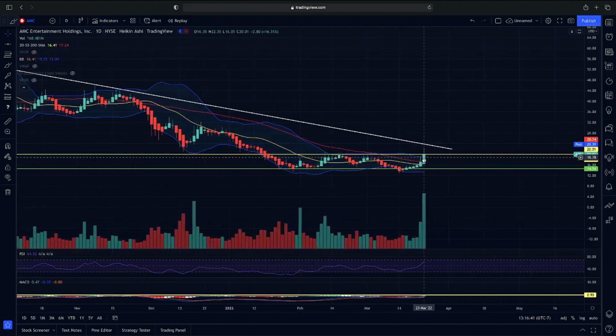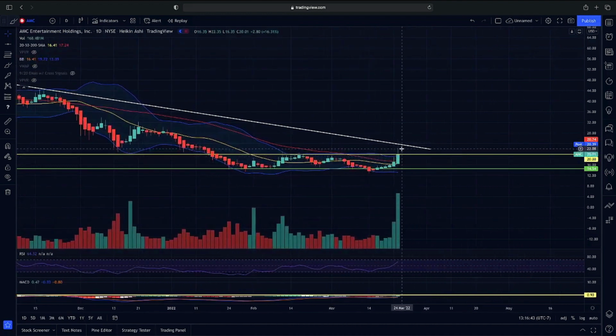Now, again, our Bollinger Band is opening up here. It is showing us that we are going to either squeeze to the upside or squeeze to the downside. This still could get rejected and then come back down and continue on down. So you're going to want to be careful here with AMC.